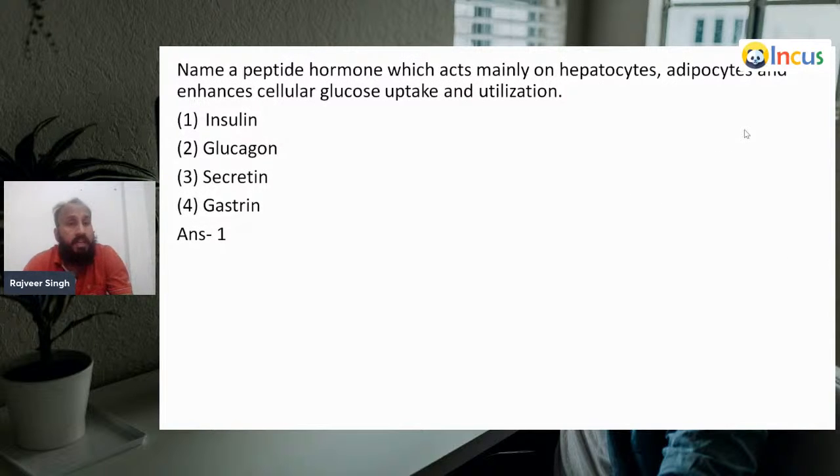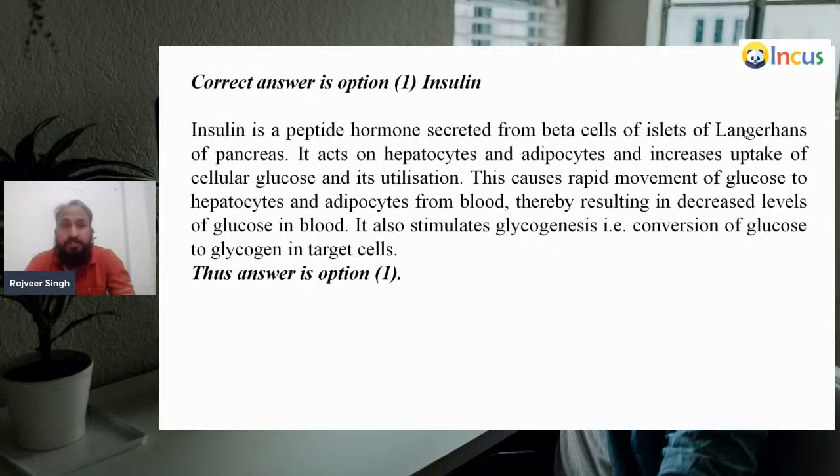Next one: name the peptide hormone which acts mainly on hepatocytes and adipocytes and enhances cellular glucose uptake and utilization. Insulin, glucagon, secretin, gastrin. Answer will be insulin, because insulin is a peptide hormone secreted from beta cells of the islets of Langerhans of the pancreas. It acts on hepatocytes and adipocytes and also increases uptake of cellular glucose and its utilization.